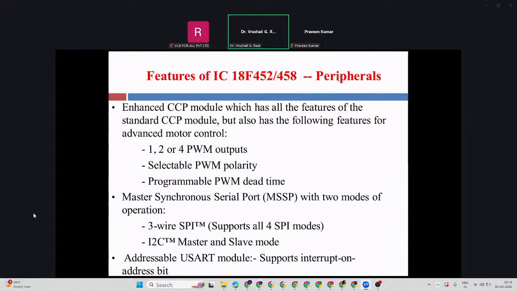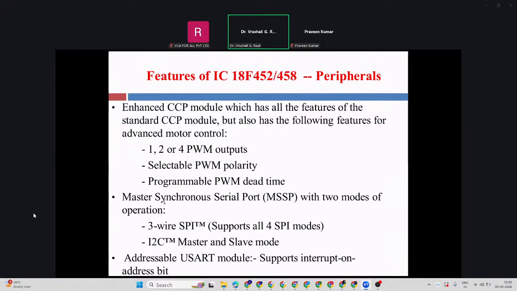Again, dealing with peripheral features, there is the enhanced CCP module, which has all the features of the standard CCP module but also has the following features for advanced motor control. Okay, what is available? Enhanced CCP. In that enhanced CCP, you have 1, 2, or 4 PWM outputs, pulse width modulation outputs. Selectable PWM polarity. So all these are dealing with what? PWM. I'll keep it like this only. In the timer, we will deal with it.